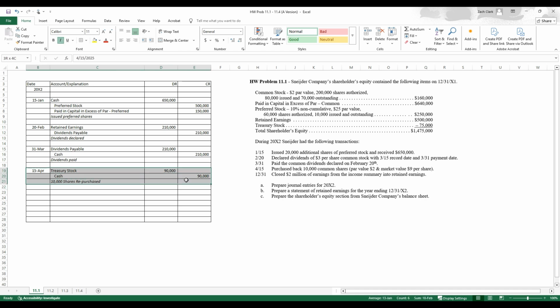That's that. And then the last transaction we're going to have is on the 31st. We said we closed $2 million of earnings from the income summary into retained earnings. So remember, this is kind of related to those closing entries that we would do. And so when we have earnings, we're going to increase retained earnings.